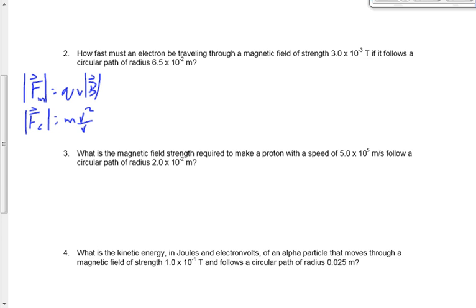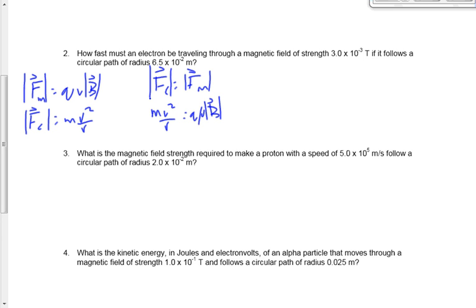It's the combination of the 2, right? It's Fc is equal to Fm. Now, it doesn't mean for sure that it's going to work for us. But if it works 95% of the time, let's at least try that first. Okay, don't try the one that works 5% of the time. That doesn't make any sense. Okay, try the one that works the most often. mv squared over r equals qvB.